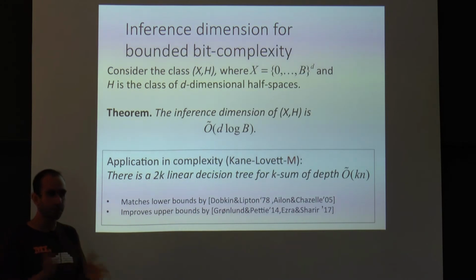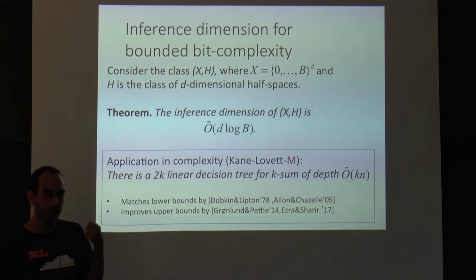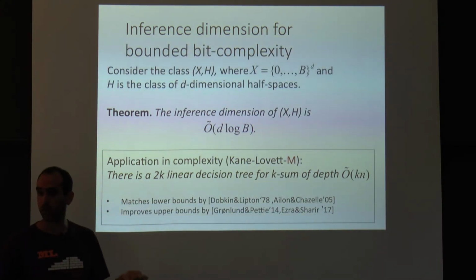Anyways, for k equals 3, take 3-sum. It's a conjecture from '95 that you cannot do better than n squared. But if you consider a non-uniform comparison-based algorithm, then you can solve 3-sum in just n log n comparisons.